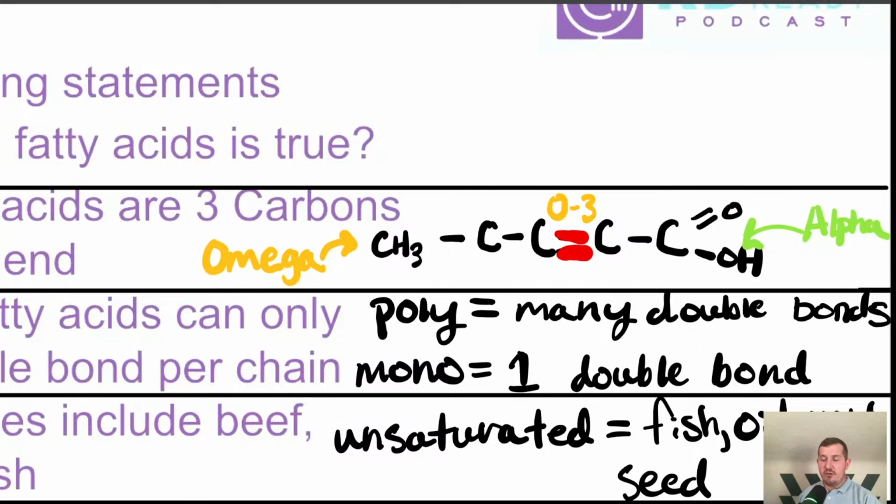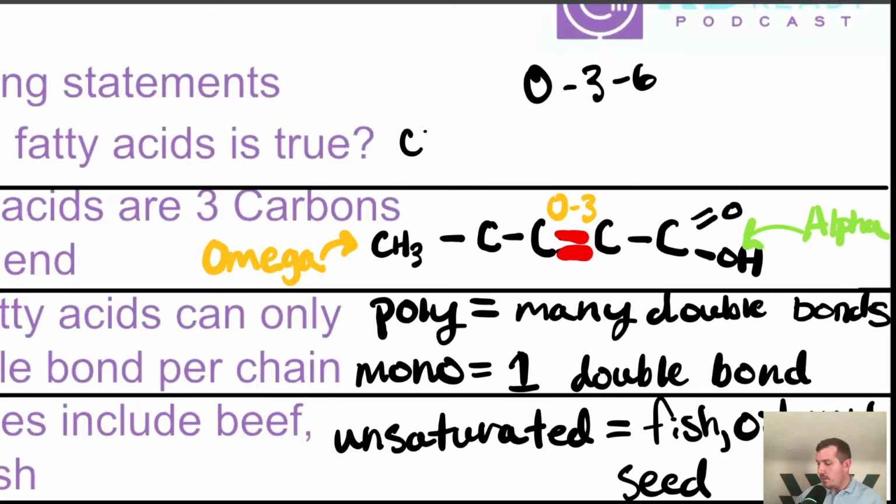A question here in the chat was, does this apply for omega-6 and 9 as well? It does. An omega-6 would be 6 carbons from the omega end, and an omega-9 would be 9 carbons from that omega end. In omega-3, 6, I'll draw that out for you, why not? An omega-3, 6, which has 2 double bonds, it's a polyunsaturated fatty acid.